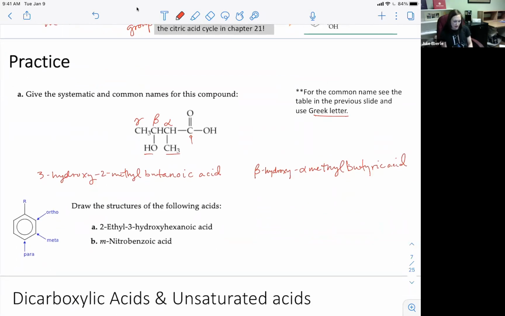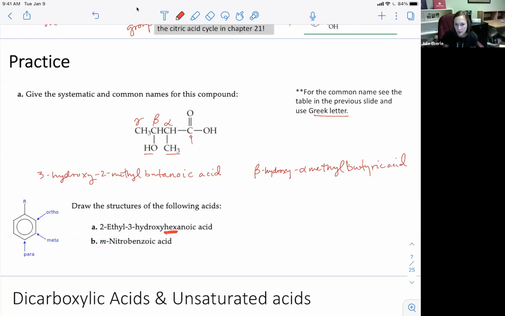So there's that practice. Now we're going to draw the structure of the following acids: 2-ethyl 3-hydroxy hexanoic acid. So this hex right here, that's the thing I look at first. That means there's 6 carbons.